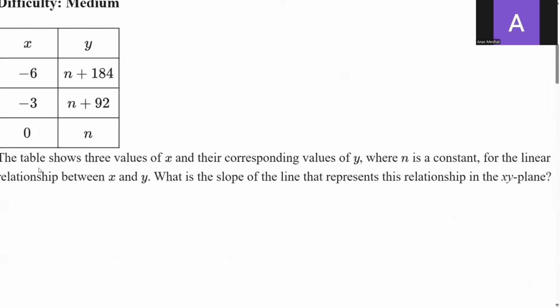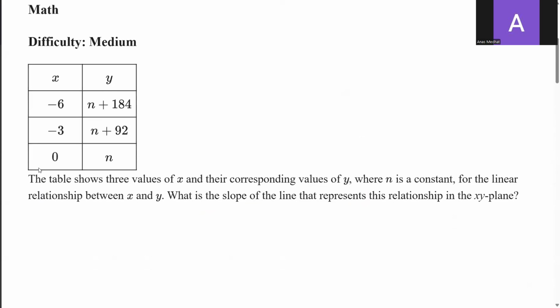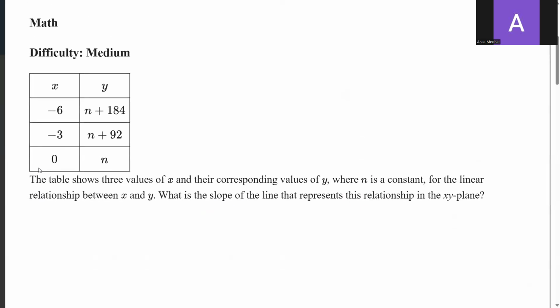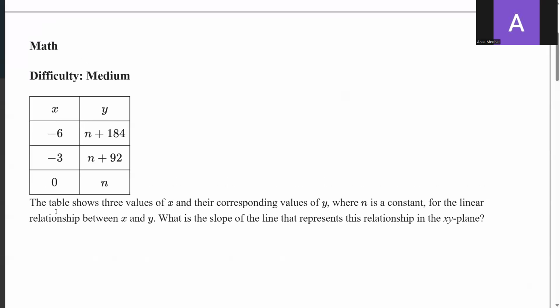The table shows 3 values of x and their corresponding values of y, where n is a constant. For the linear relationship between x and y, what is the slope of the line that represents the relationship in the xy plane? Let's get the slope. y2 minus y1 over x2 minus x1. This minus this over this minus this.